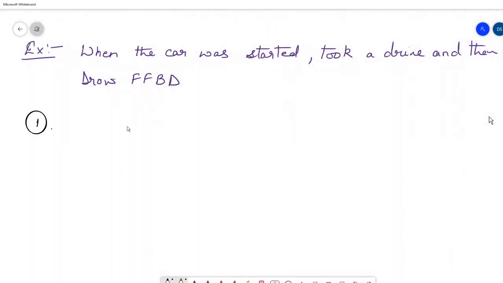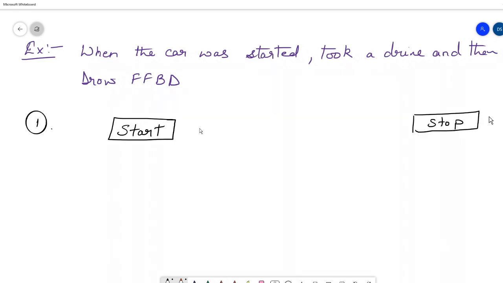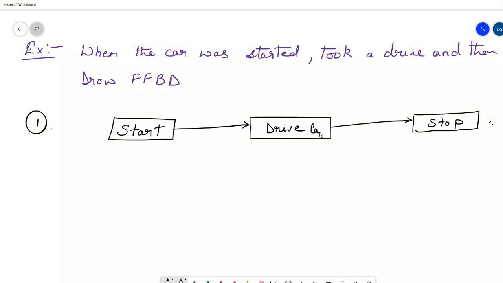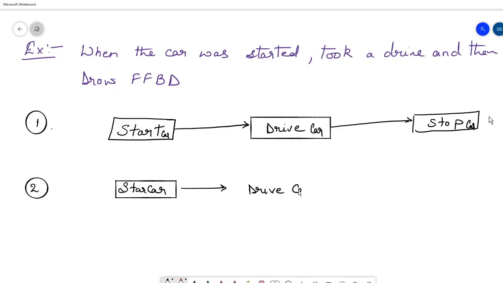In the first step, we can say start. We are given that the car was started and the car stopped. Now why was the car started? To take a drive. Drive car, so this was the main purpose of this project. I'll write here start car and stop car. Now, what would be the various functions or processes involved in it? Let's talk about the drive. I can elaborate it more: start car, drive car, and stop car. Let's see how we can expand it.